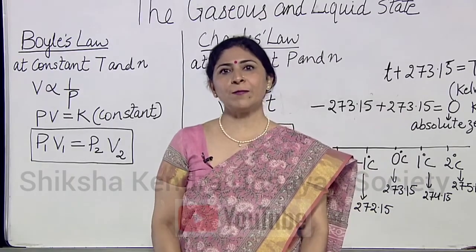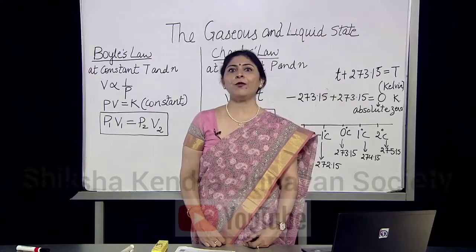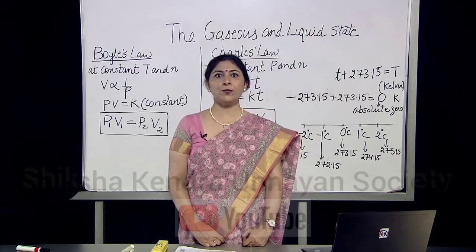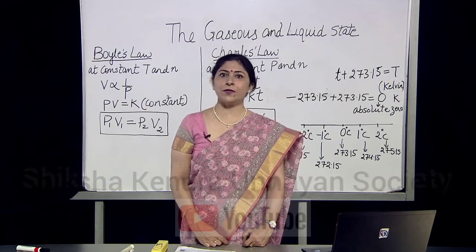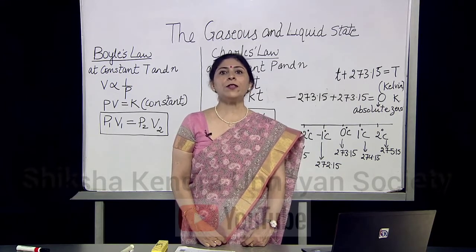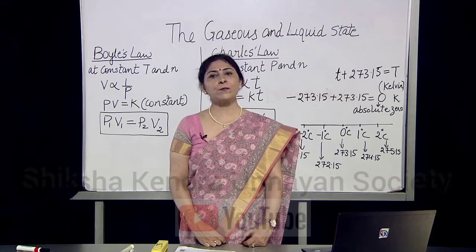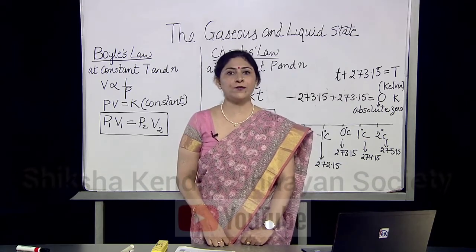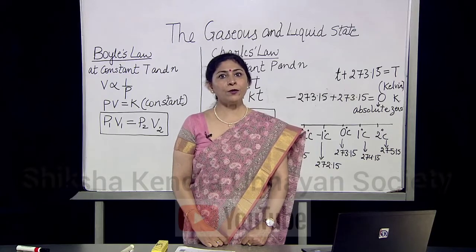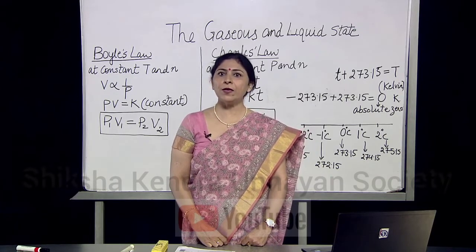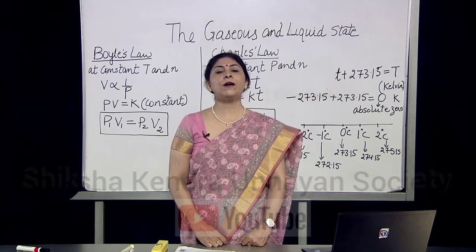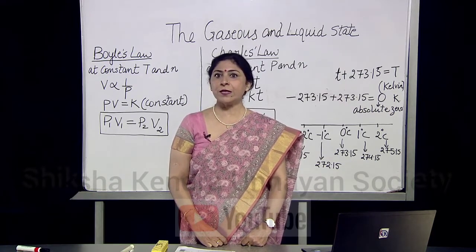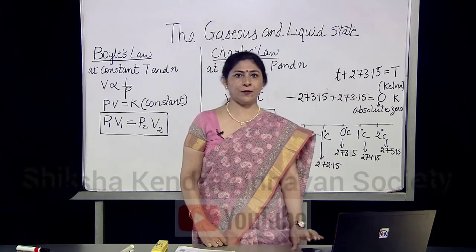So, let's discuss the graph. When the pressure of the gas P is plotted against volume of the gas V, an exponential curve is obtained. However, when the pressure P of the gas is plotted against 1 upon V, a straight line is obtained. If the product of P and V, that is PV, is plotted against pressure, a straight line parallel to the x-axis, where pressure is the x-axis, is obtained.